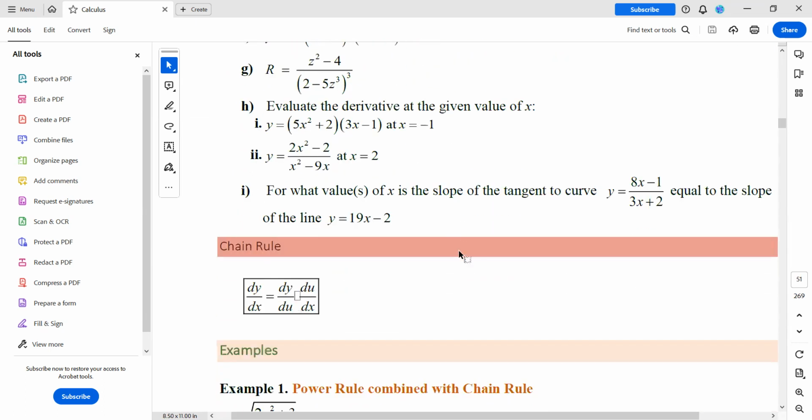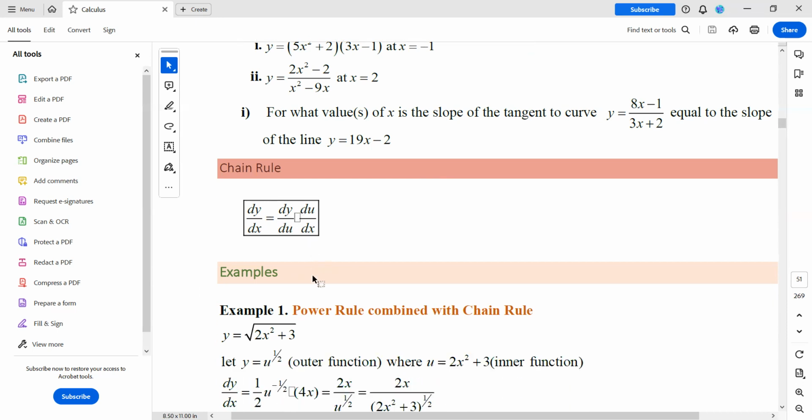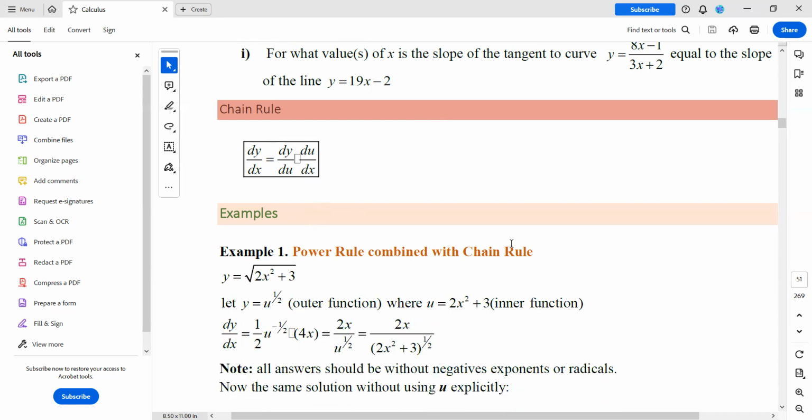So what is chain rule? Chain rule is basically dy/dx is equal to the differential of y with respect to u times the differential of u with respect to x. Or you can say chain rule is dy/dx equals dy/du times du/dx. So example 1, power rule combined with chain rule.